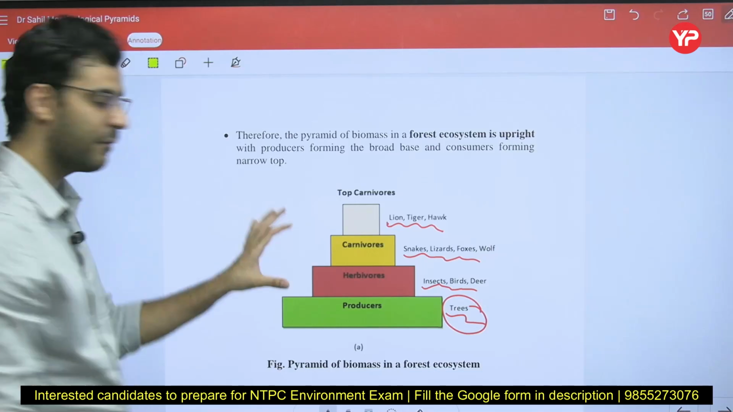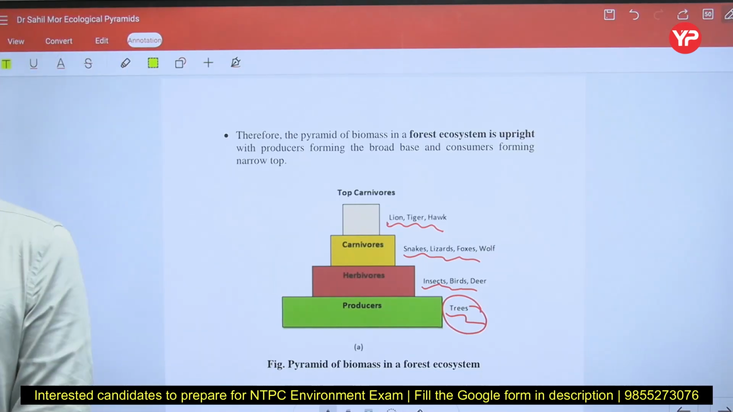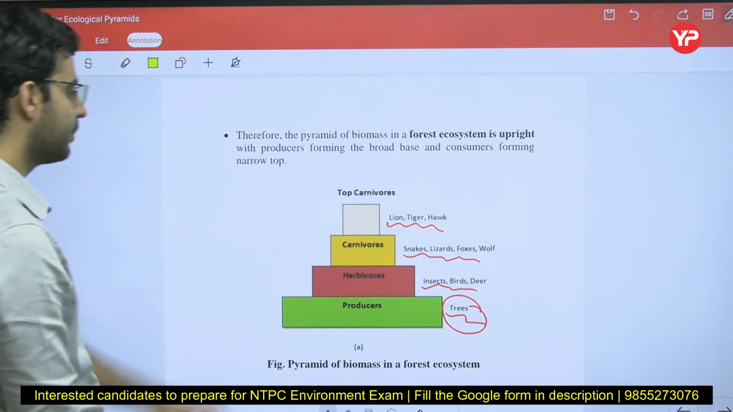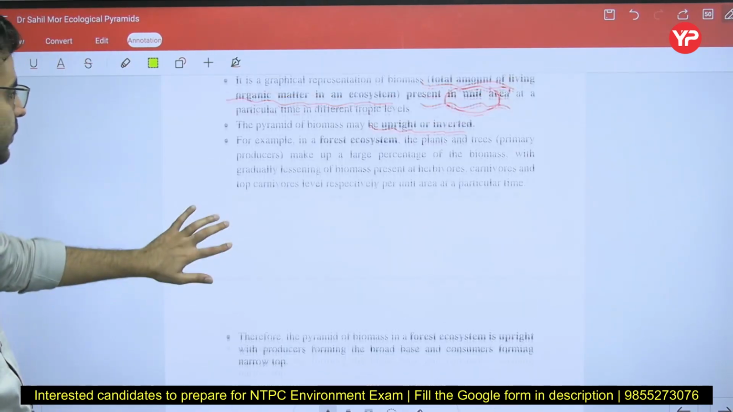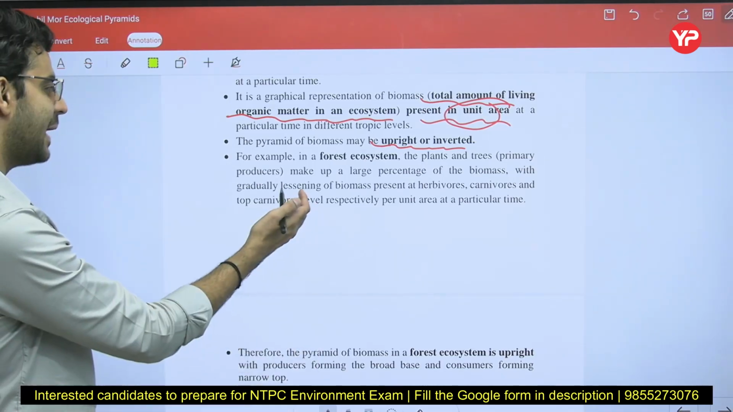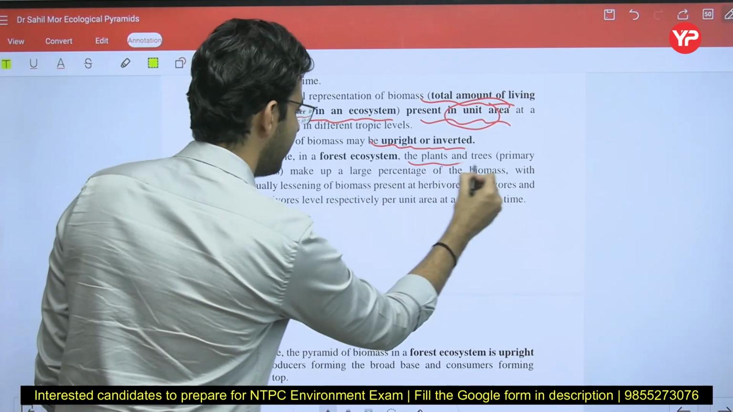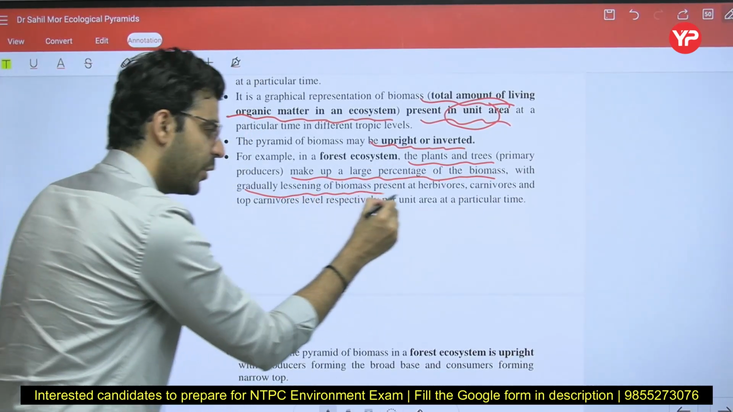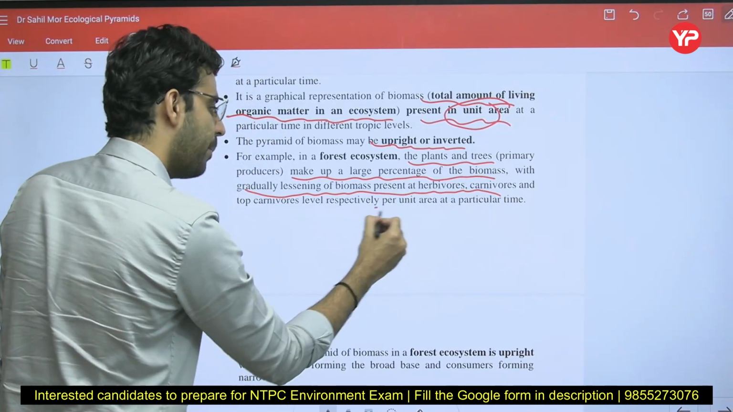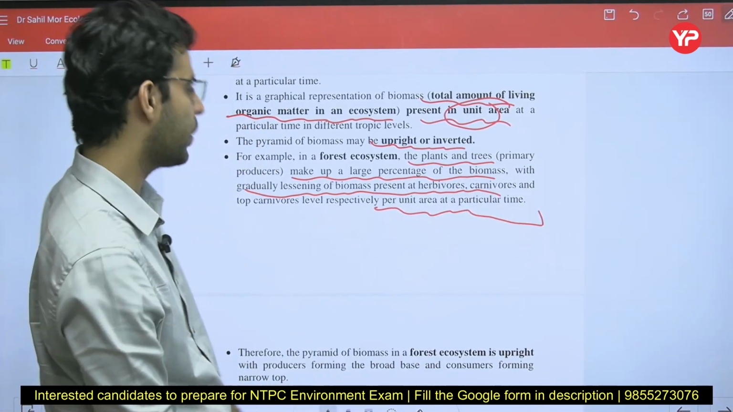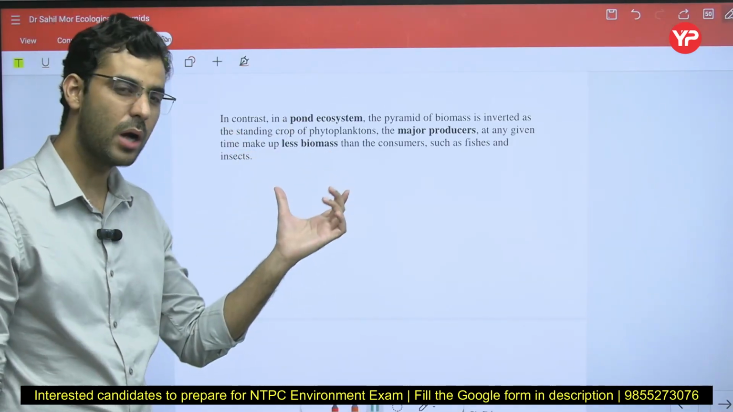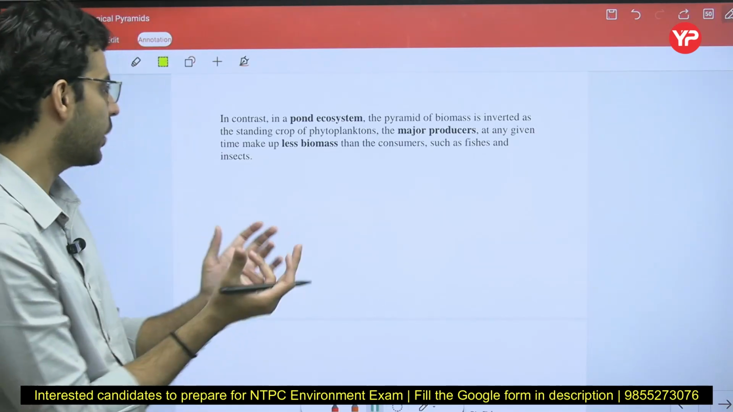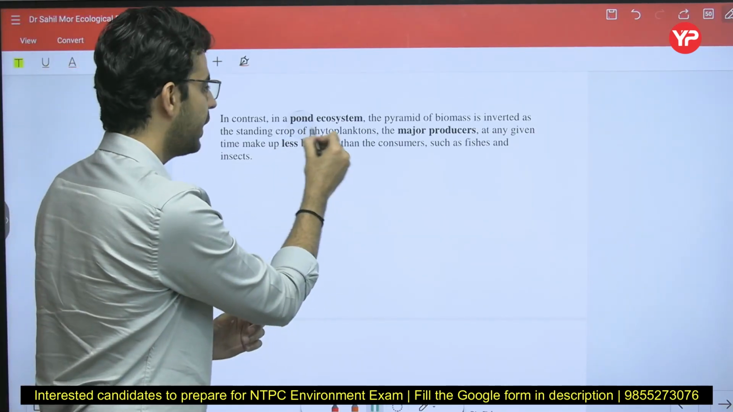So this shape is known as upright. Basically, as I have described, the plants and trees make up a large percentage of the biomass, which gradually lessens at herbivores and carnivores per unit area at a particular time. So next, pyramid of biomass in contrast for pond ecosystem will be inverted. Its shape will be inverted.